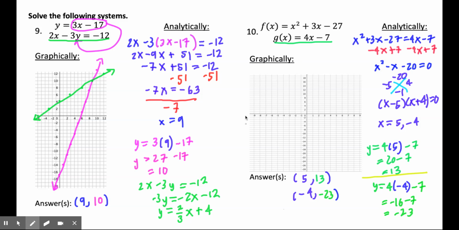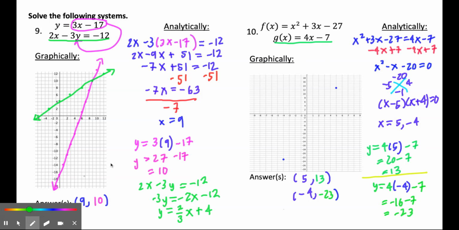Okay, so those are our 2 points of intersection. So (5, 13), right there, and (-4, -23). Okay, let's graph this line first because it's a little easier.